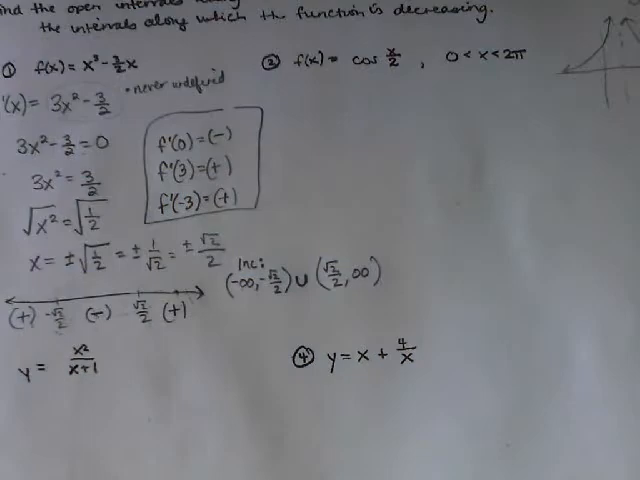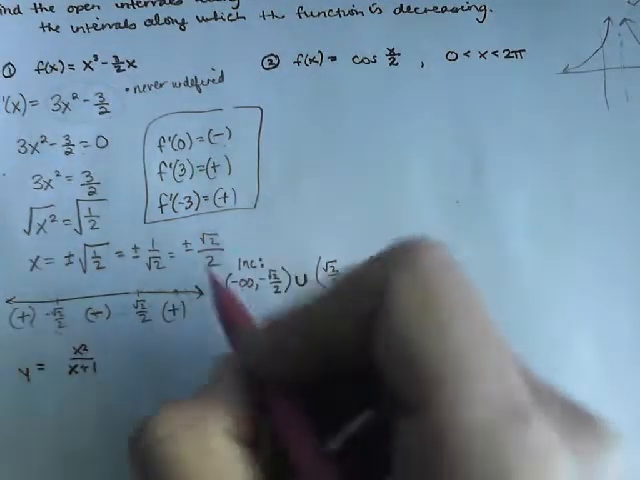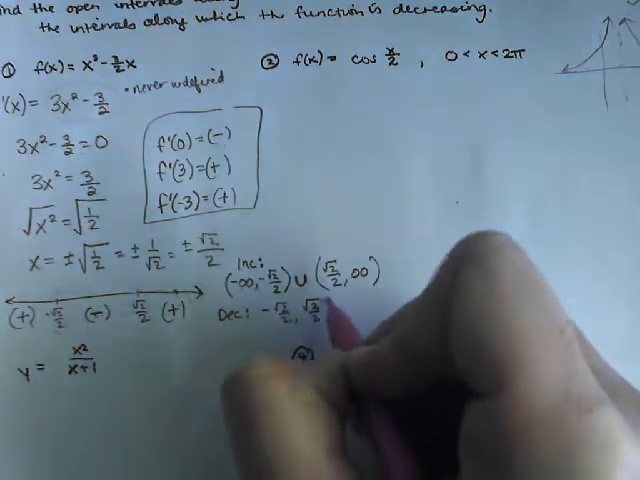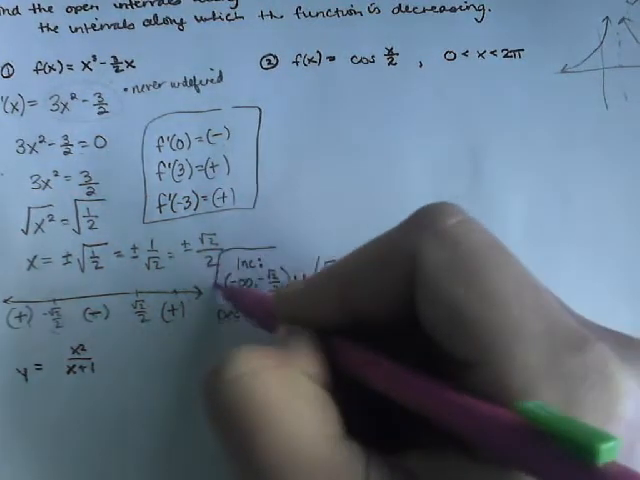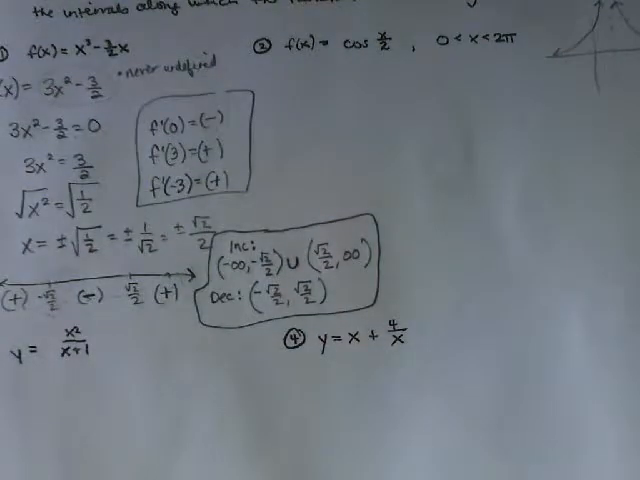And my decreasing interval is just from negative root 2 over 2 to positive root 2 over 2, again both with parentheses. Any questions on that? Does that make sense? Hopefully.